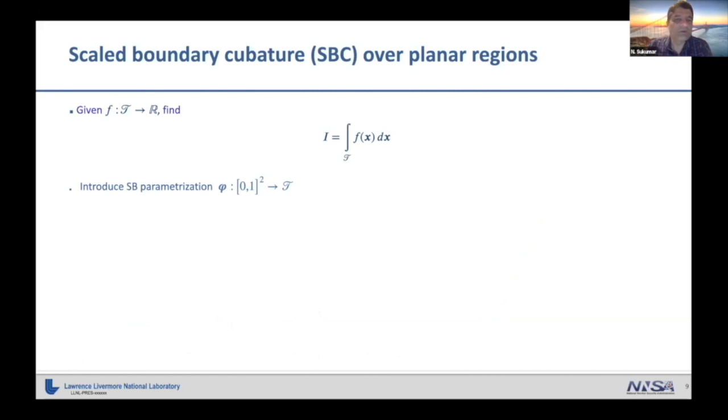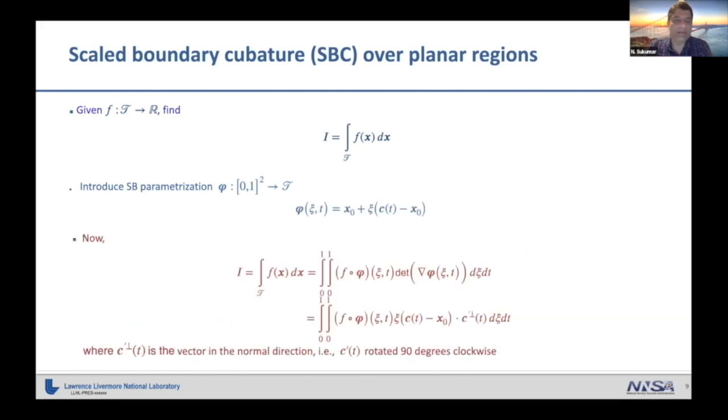which goes from [0,1] squared to the domain, which is shown here in blue. And now I can just take this function f and apply this mapping here. So you get this composition f over phi of psi and t now. And then you get a determinant of the Jacobian. So the determinant of the Jacobian is this.